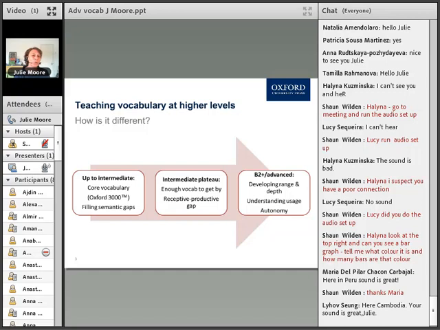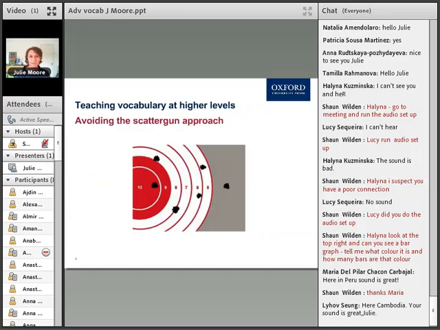There are something like 250,000 words in English, and the average L1 English speaker might know something like 20 to 30,000 words. And there's no way we can teach that amount of vocabulary in our classes. So it's important that we help our students to acquire the skills they need to acquire vocabulary outside the classroom, as well as just the words we teach them. So how do we go about doing this? How do we go about teaching advanced learners?